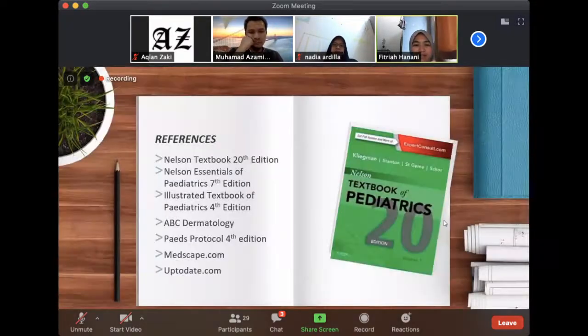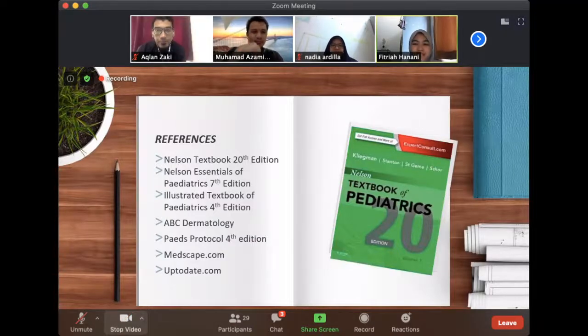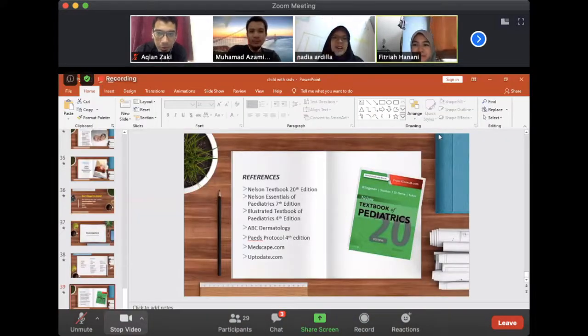So this is my reference. Any questions? I have a question, two actually. It's more regarding the terms used. Is the Forchheimer spot the same as the palatal petechiae?